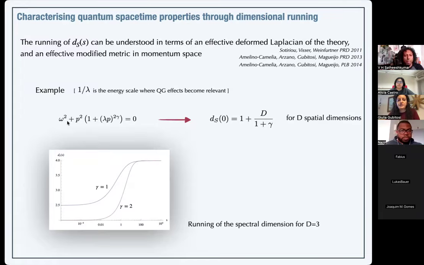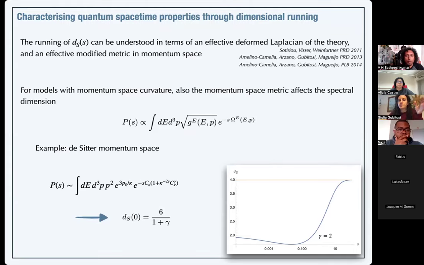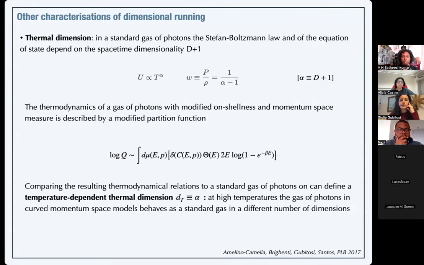Okay, then once we understand that a deformation in the dispersion relation can generate the kind of running of spectral dimension, then we wonder what happens if we also change the geometry of our momentum space, in this case, our Fourier space, okay? And we find that also the geometry of the Fourier space, of course, affects the spectral dimension. So again, the question is whether one could have a mapping between these theories and theories with a non-trivial geometry of the Fourier space.